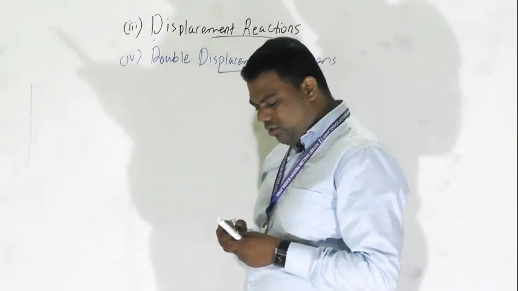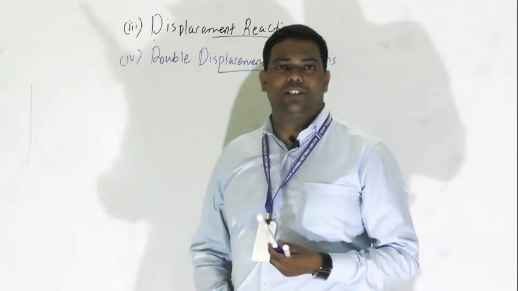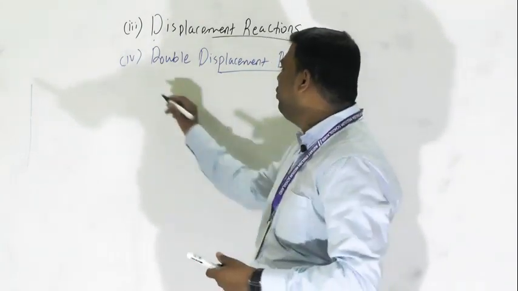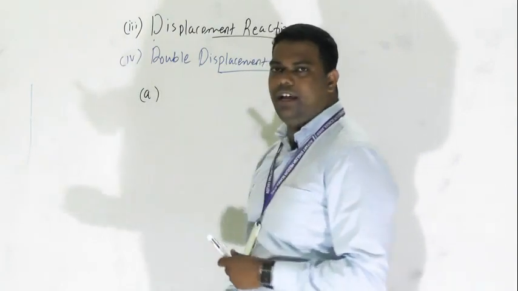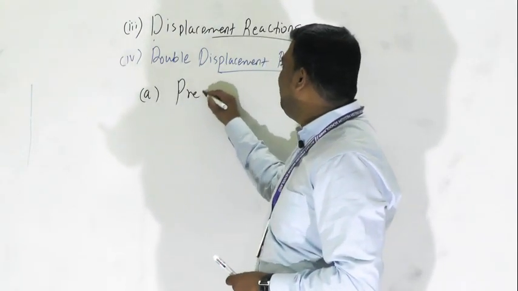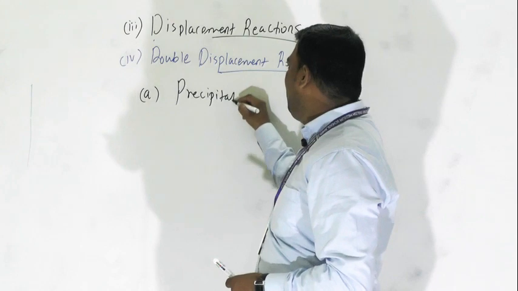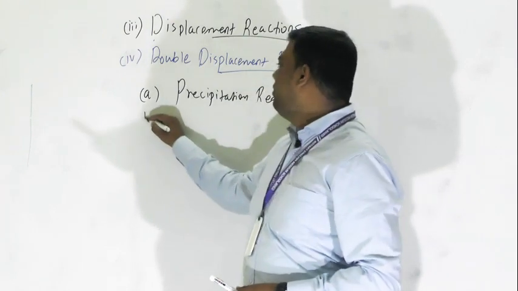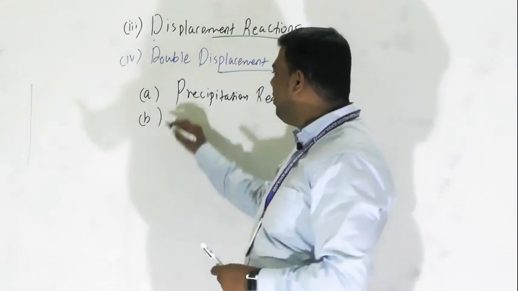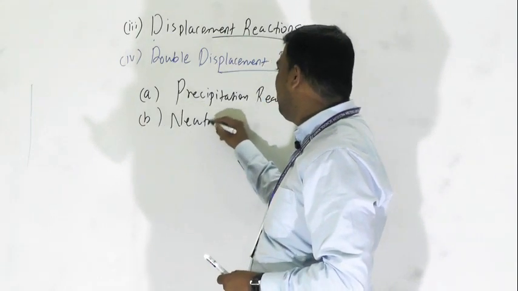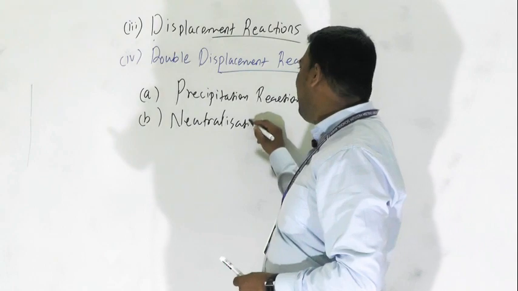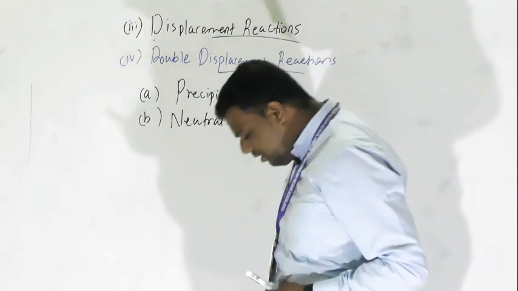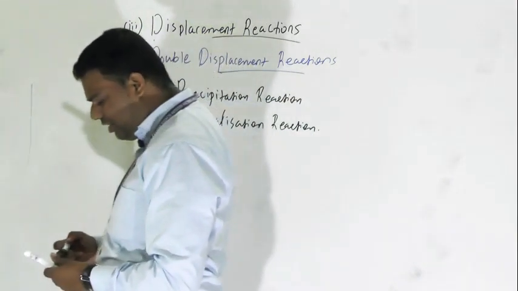Generally, whatever double displacement reaction you are performing in your lab also, it is precipitation. So on the basis of this double displacement reaction, we categorize it into two types. Small a, precipitation reaction, and small b, neutralization reaction.